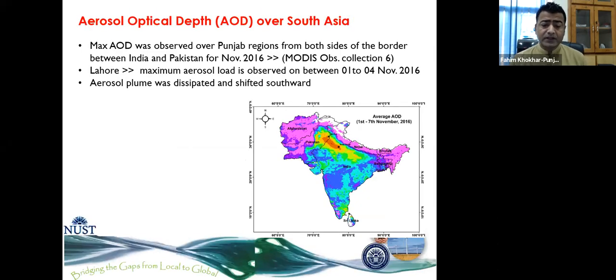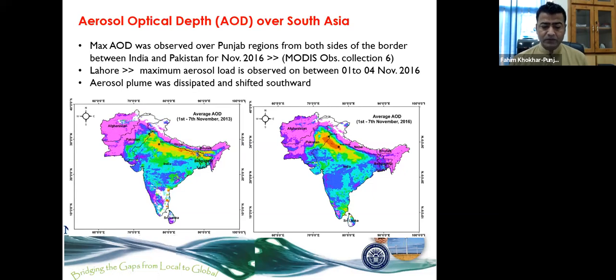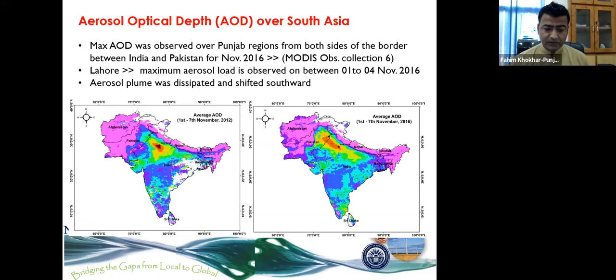Okay, I looked into this to see what was going on. So I looked at the aerosol optical depth from satellite data, and if you see here, a very confined plume of aerosol load was there. Then I tried to compare whether it is very prominent in 2016. What about 2012, for instance?